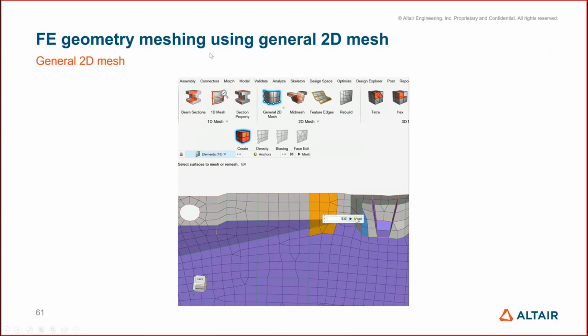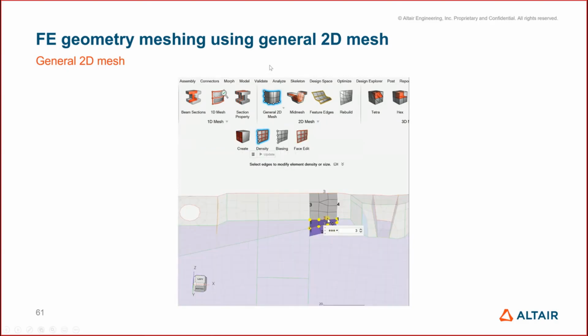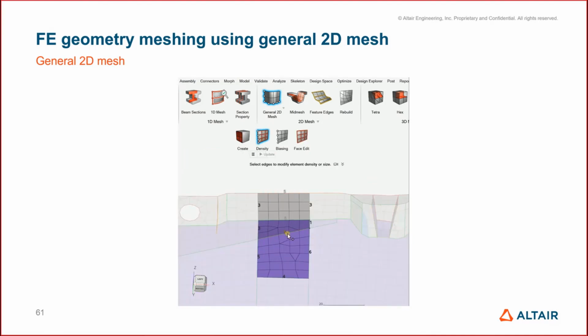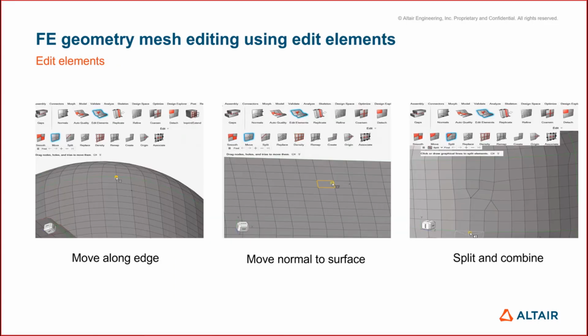FE geometry is supported under the general 2D mesh context as well. So you could do either element selection, and then if you do a mesh, you would have all of the density to be edited, or you could also use surface selection of FE geometry and do the mesh as well. So throughout this, we have similar workflows that used to be working with CAD plus mesh as well.